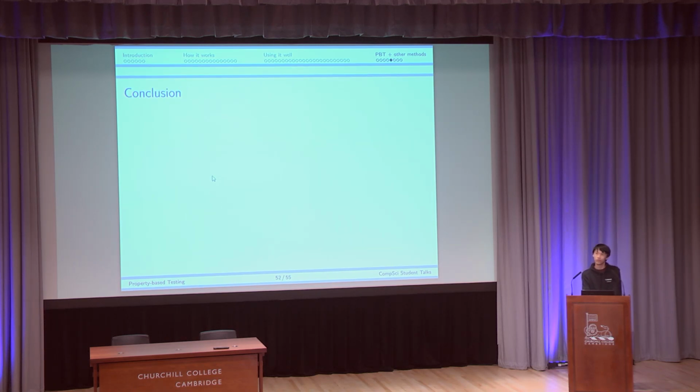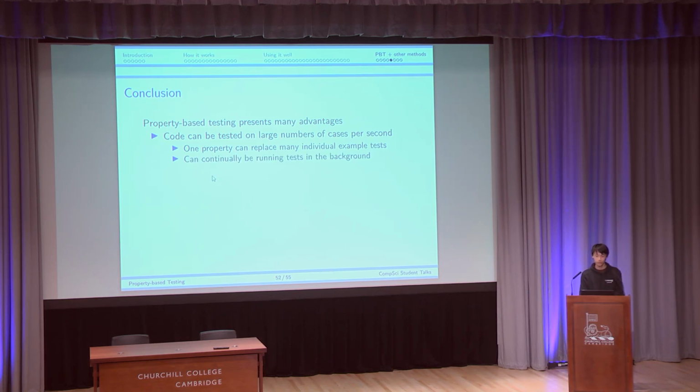Okay, that was a long talk, but let's wrap it up. Property-based testing presents many advantages. The code can be tested on large numbers of cases per second, which means that one property can actually replace many individual example tests. And you can also be continually running tests in the background because everything is automated.